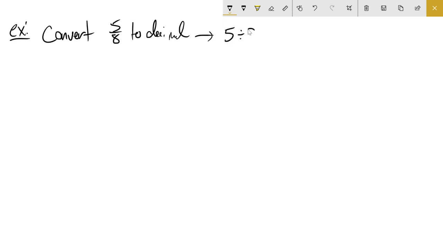Remember, fractions are just another way to denote division. So if you're trying to take a fraction and turn it into a decimal, you can just do the division. Try 5 divided by 8, and what do you get? 0.625. So fraction to decimal is not really that bad at all.